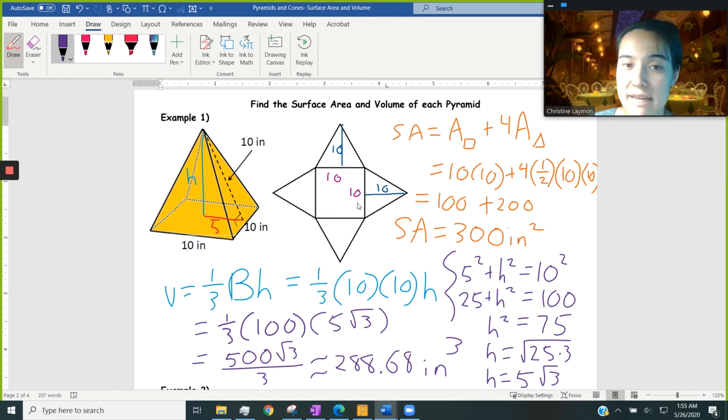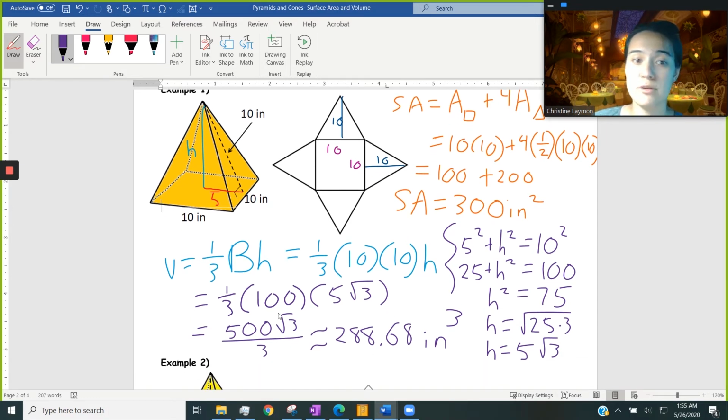Okay, so quick recap. Up here I have my surface area of the square and the 4 triangles. Down here I have volume, 1/3 times the area of the base times that perpendicular height. The area of the base is 10 times 10. To find the height, I had to use the Pythagorean theorem based on this triangle right here. This 5 is because it's half of this length here. That 10 gave me the slant height. I was solving for h. When I found it, I plugged it back in, simplified, and plugged it into a calculator to get the decimal answer.